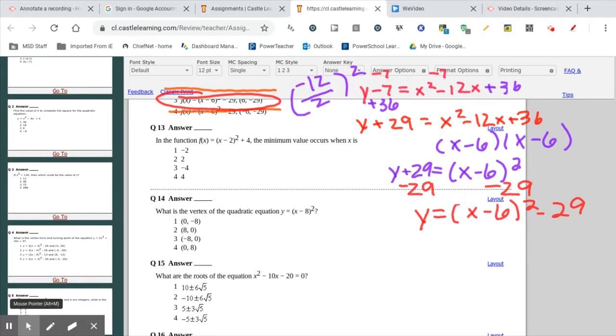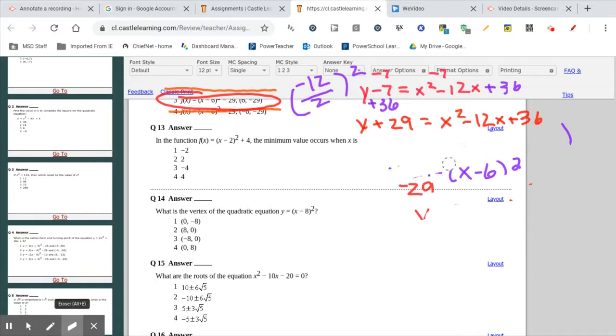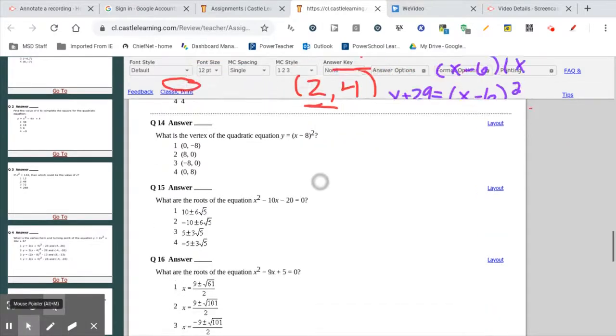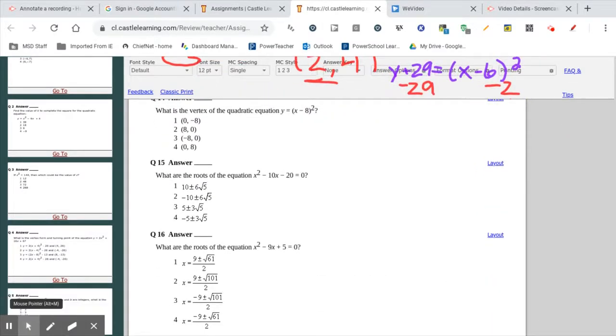Okay, number 13. I'm going to erase this one just because we need more space again. Number 13, in the function, the minimum value occurs when x is, that's just a fancy way of saying what's the y value of the vertex. So what we can do is state the vertex, which is 2, positive 4, and they want to know what's the x value, which is 2. Simple.